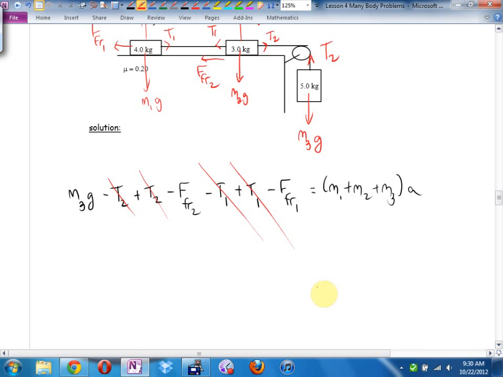Could we just skip writing the tensions? I encourage you to write them in, first of all, because mathematically it's correct. The nerd within me does enjoy canceling things, but I think it's a good systematic approach.